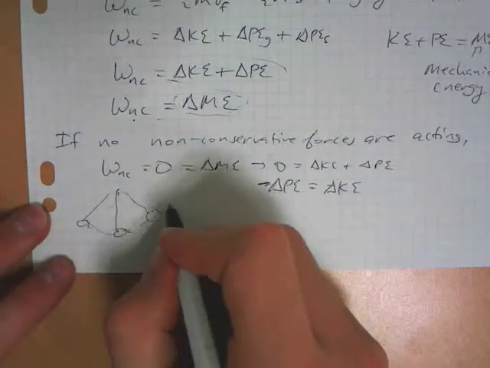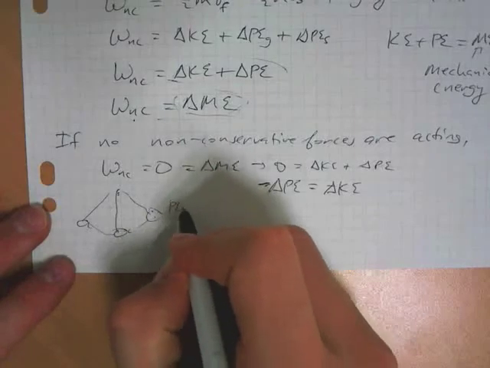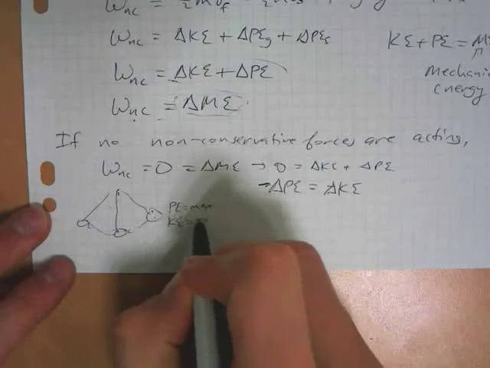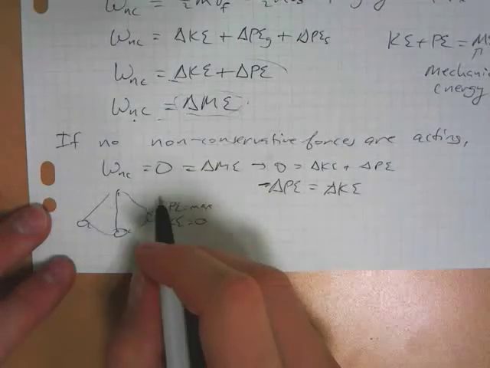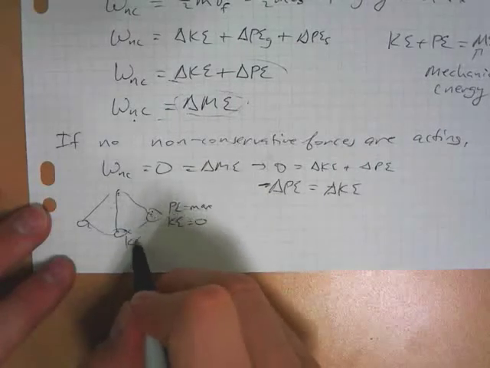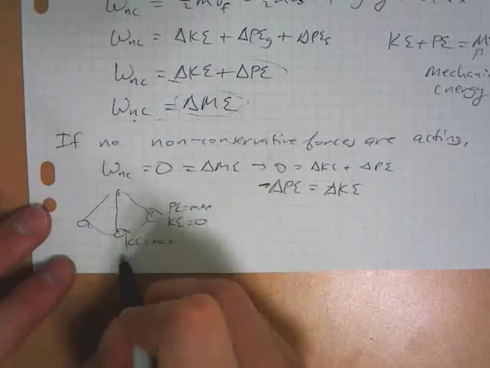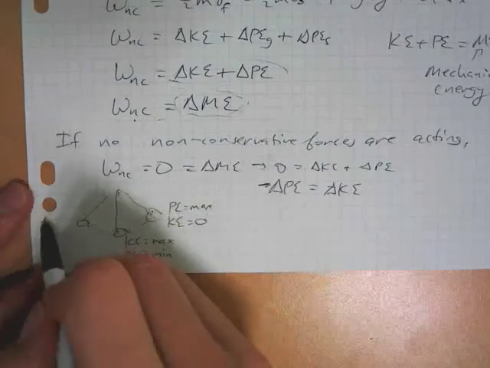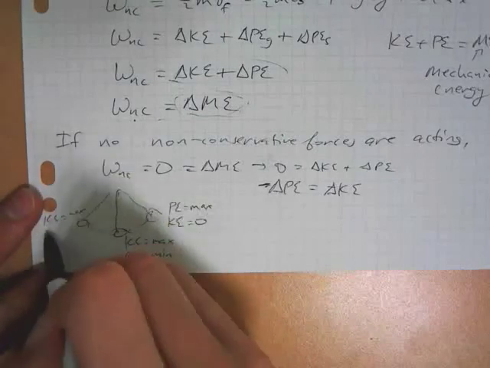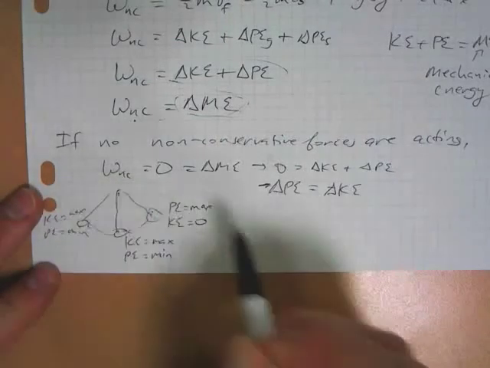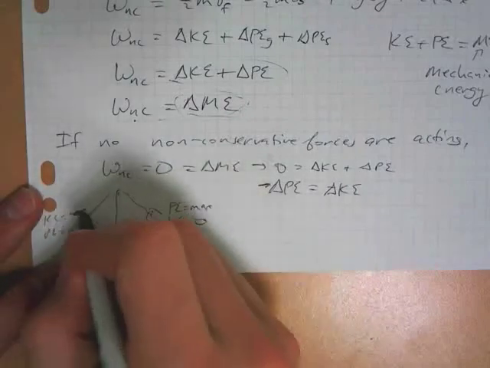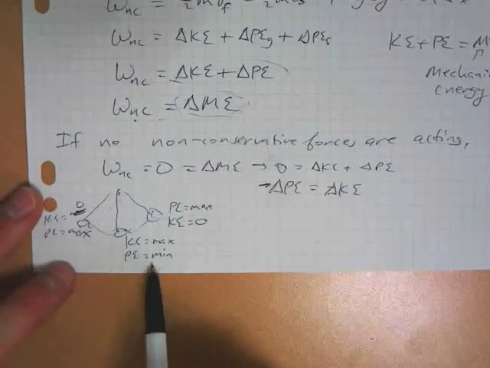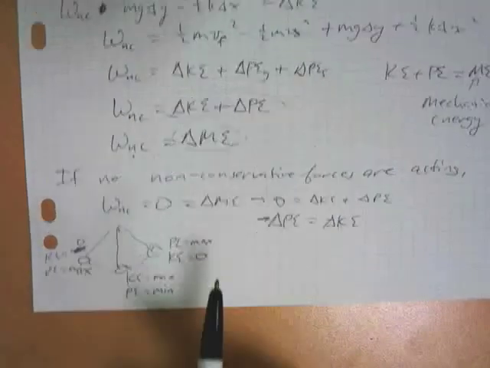Up here, we're the highest, so we have a maximum potential energy, and our kinetic is 0 up at the top here because it stops for a split second. Down here, our KE is at a max, and our potential energy is at a min. And over here, our KE is again at 0, and our potential energy is at a maximum. Notice I said the potential energy is at the minimum.